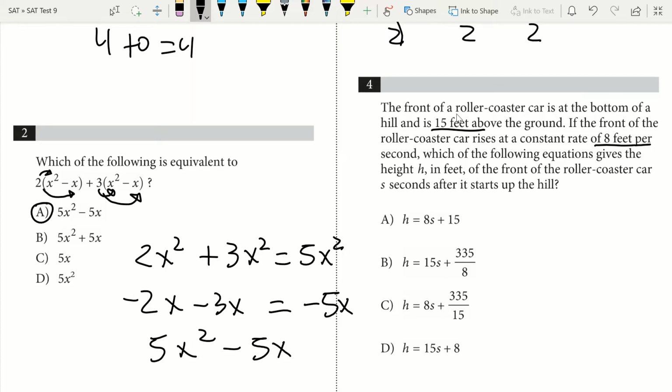Well, we see that it rises 8 feet per second, and we know that the height then is going to equal that 15 feet that it starts at, so this plus 15, plus 8 times however many seconds there are, because we are increasing our height at a rate of 8 feet per second. So our answer there is going to be A.